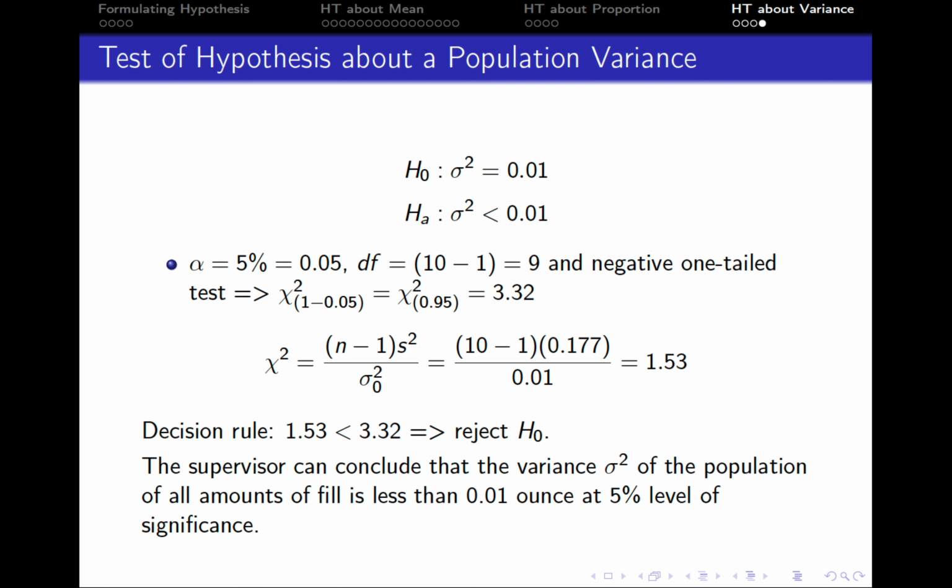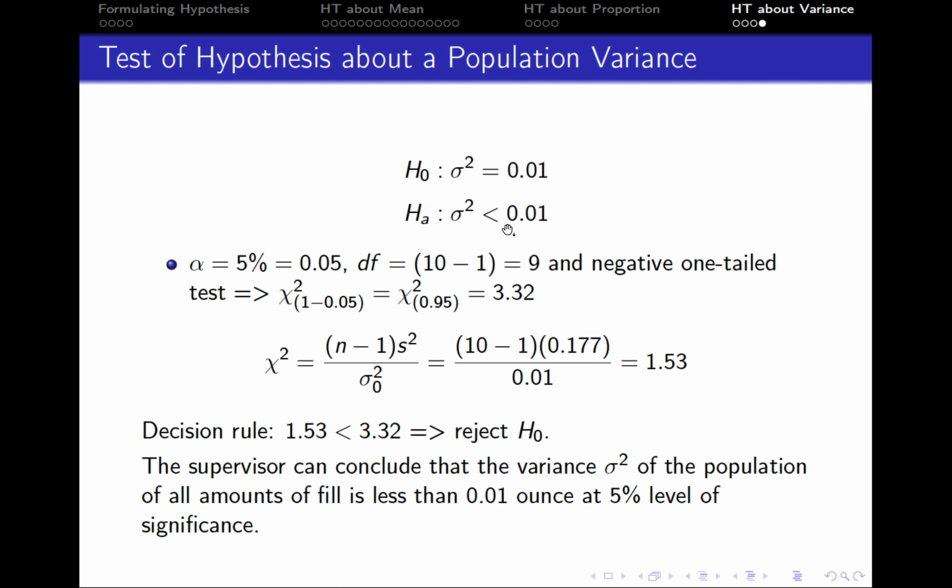As always, null hypothesis is the equality. So in our case, that would be population variance being equal to 0.01. And the alternative hypothesis is population variance is lower than 0.01. So the regulation that is specified by the agency. We are asked to use 5% significance level. We also need to calculate degrees of freedom, which is as always calculated as sample size minus 1. So in our case, that would be 10 minus 1, which is 9.